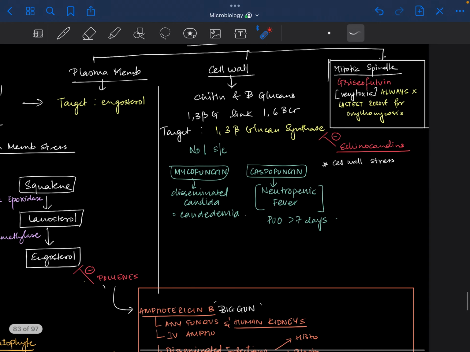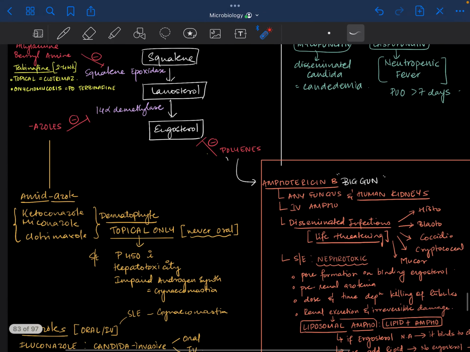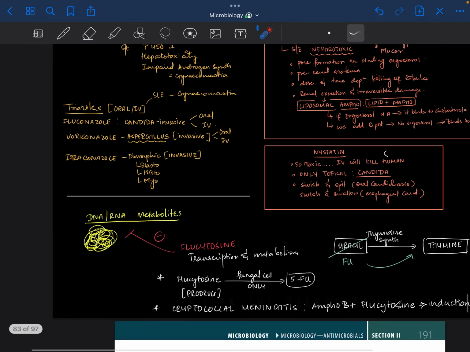Okay. The next part is the mitotic spindle. This is important for replication, mitosis, meiosis, all of that. Griseofulvin is going to attack the mitotic spindle. Now, griseofulvin is very teratogenic and it is almost never the right answer. So, read about griseofulvin, but most of the time it's not going to be the right answer. They'll ask you the side effects, which is teratogenic, blah blah blah. Go read that. Okay, and when we go down, you have antimetabolites, which is flucytosine.